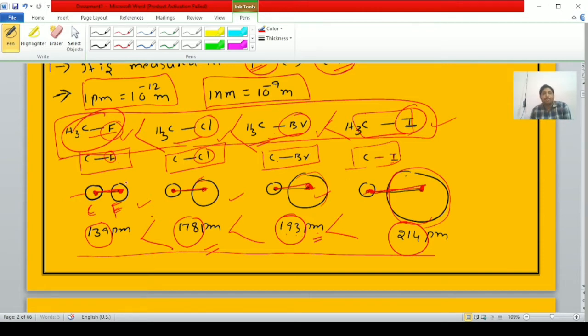Once again, student, the bond length of the carbon halogen bond increases from fluorine to iodine because as the size of the halogen atom increases, the distance between nuclei of halogen and carbon atoms increases and bond length also increases. Since the fluorine atom has small size, the distance between nuclei of fluorine and carbon atoms is small, hence bond length is less. Whereas iodine has large size, the distance between nuclei of carbon and iodine atoms is more, hence bond length is also more.